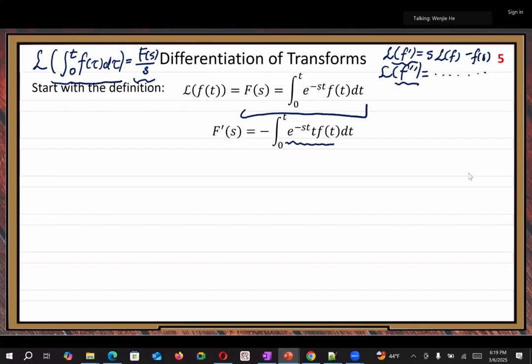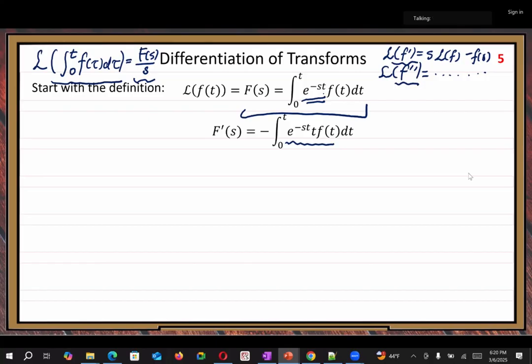Inside, by the chain rule, right? You apply the derivative on this e function, because only this e function contains s. The other function does not contain s. If it does not contain s, you treat it as a constant. You treat it as constant, okay? So you just keep it, copy. The part related to s, you take the derivative.